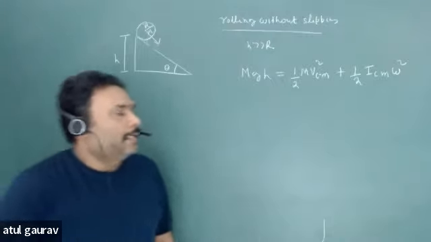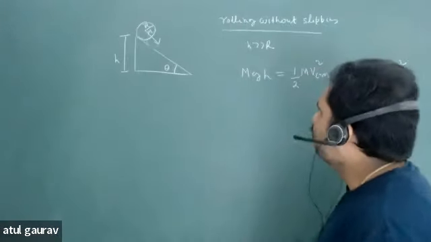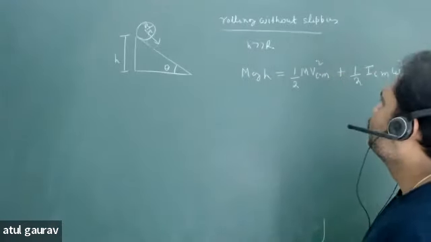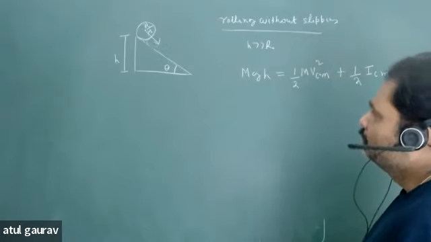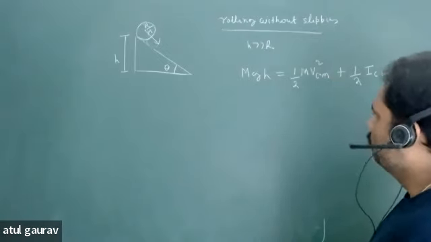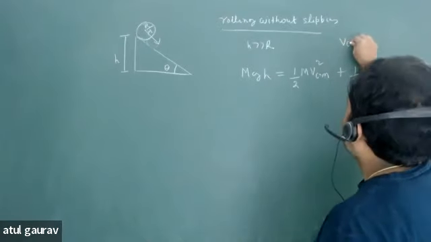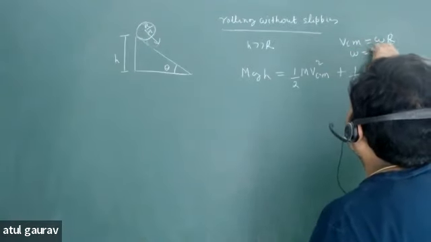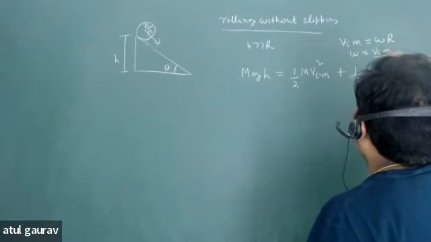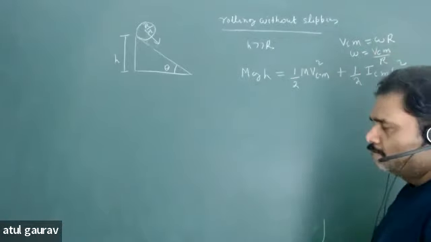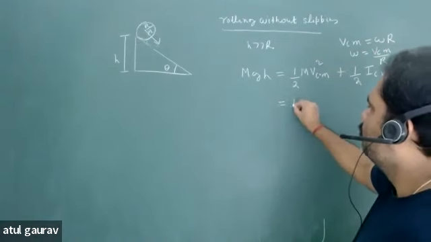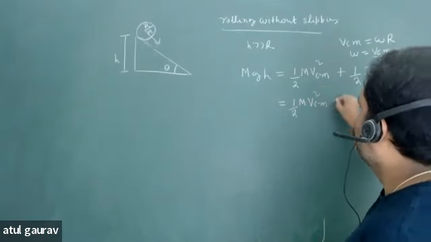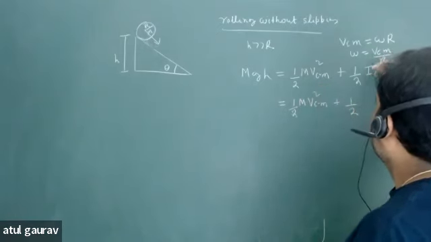Now, here we have to calculate the linear velocity. And what is the condition of rolling without slipping in this case? V equal to omega r. So VCM is equal to omega r. And what is the value of omega from here? VCM by r, isn't it? So this value is half m VCM square plus half ICM omega square.